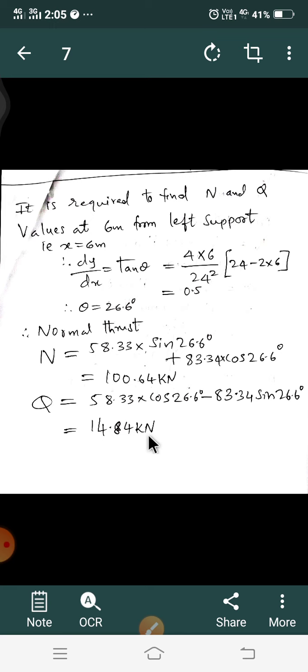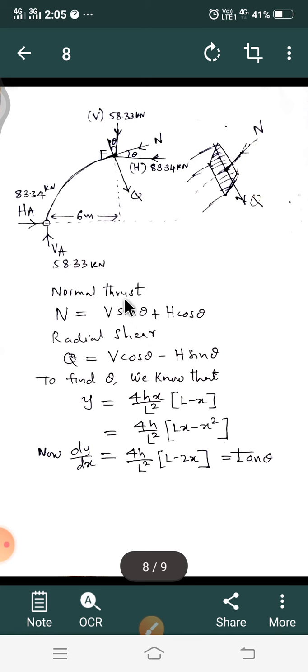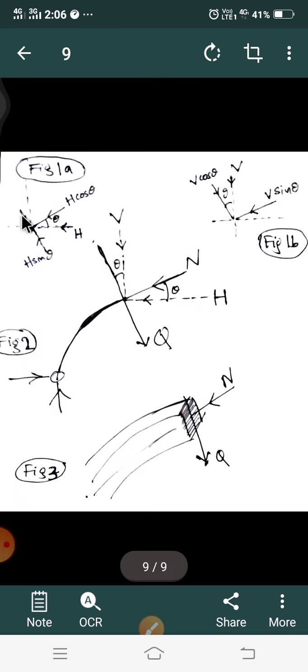The remaining two pages you can see here are only meant for understanding how to calculate N and Q. How do you calculate this? You can see this is H and V here. This is the normal thrust, which is normal to the axis of the arch. Q is radial, meaning it is acting along this one. You can see this is the radial in this diagram. This is radial shear, this one is normal thrust. So we are going to calculate this by resolving the forces in this way.